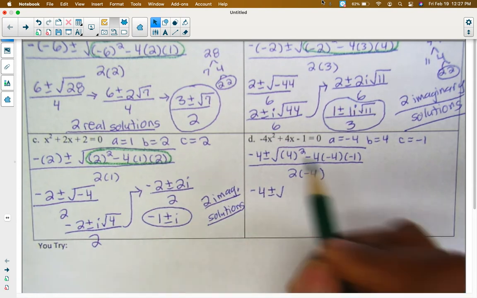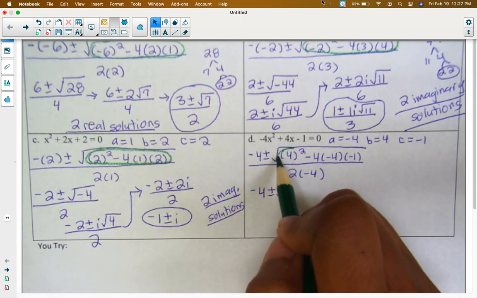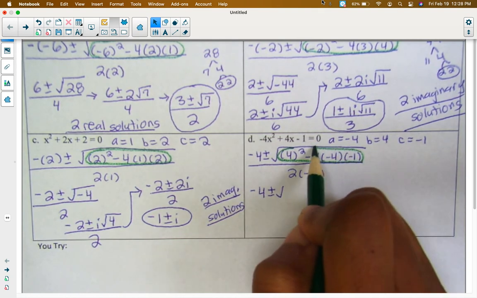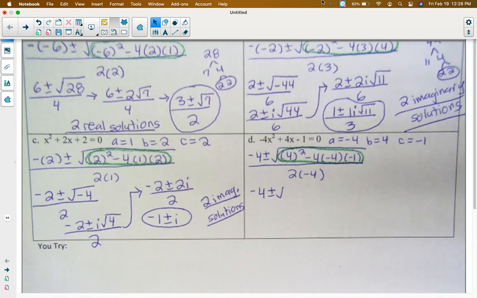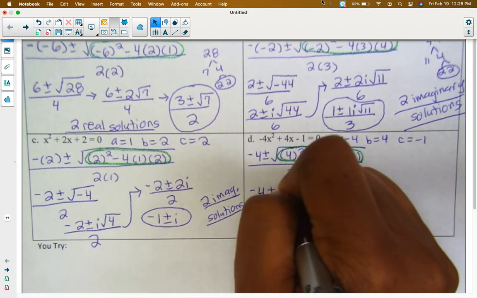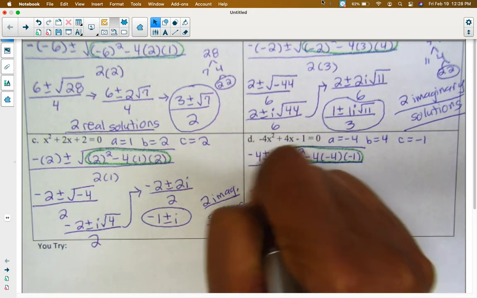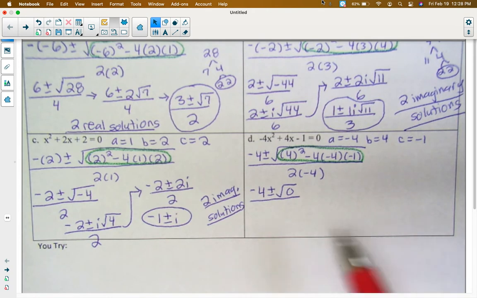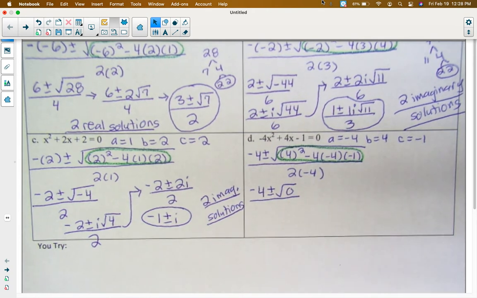In Desmos, I can type in 4 squared minus 4 times negative 4 times negative 1. The reason that we're doing this is because we want to literally figure out what that number underneath the square root is, because it's going to tell us the number and the type of solutions that we have. So when I typed all that in, that gave me 0.